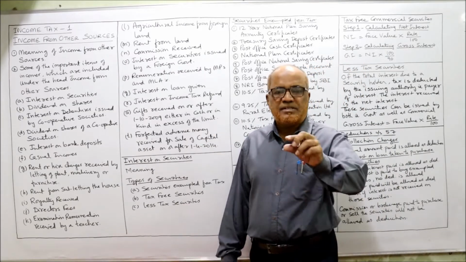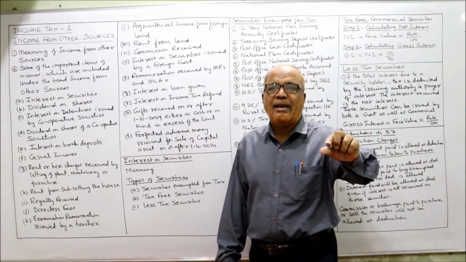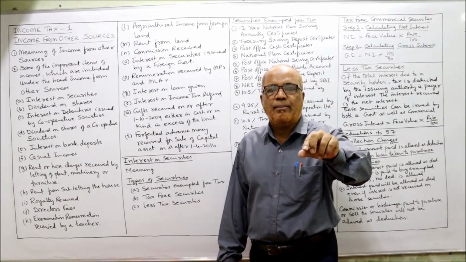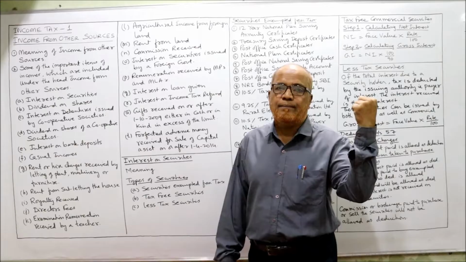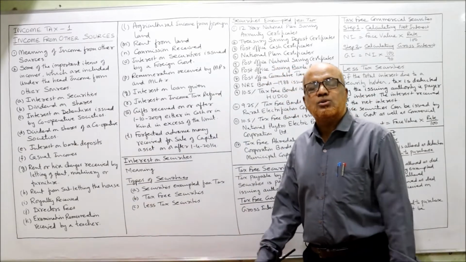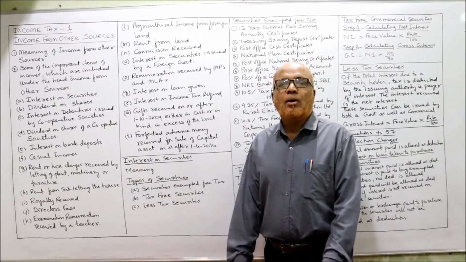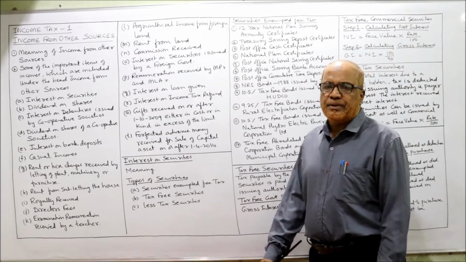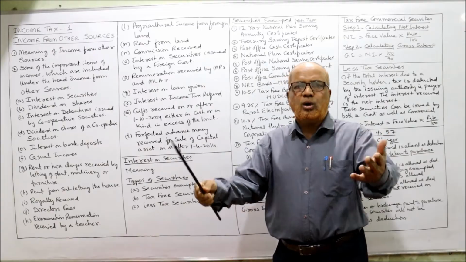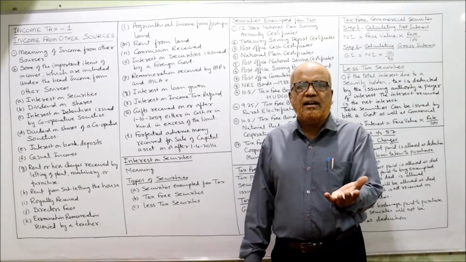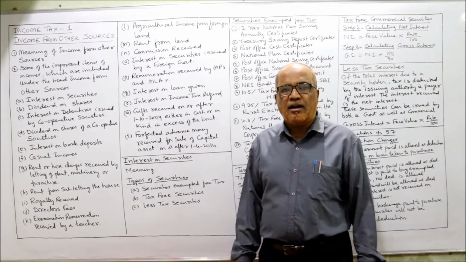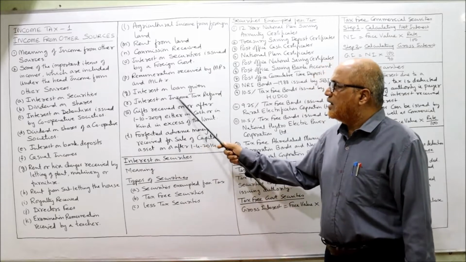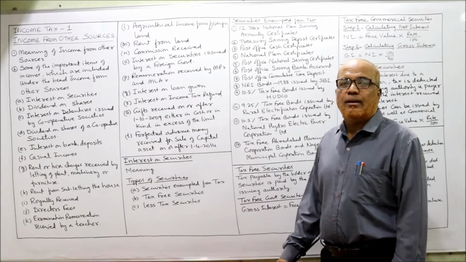In real terms, it will be said as salary of MP, salary of MLA. But that salary of MP, MLA is not taxable under the head salary. It is taxable under income from other sources because there is no employer-employee relationship. Next, interest on loan given. If a person has given a loan to any other person and receives the interest, it is taxable under income from other sources. Then interest on income tax refund.